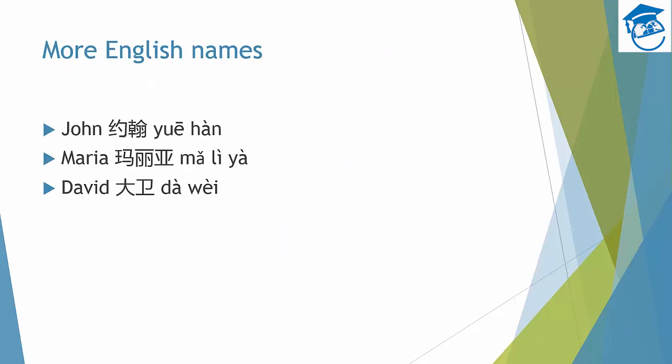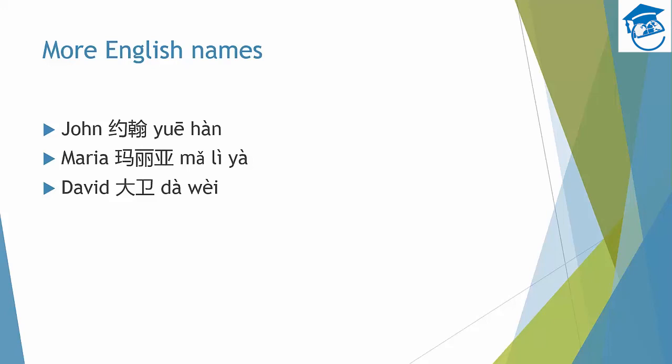And here there are more English names being translated. For example, John is translated as 约翰. Maria is Maria. Okay, so I hope you hear the resemblance in the pronunciation. And David is 大卫. That's how we translate the English names as we encounter these common names.